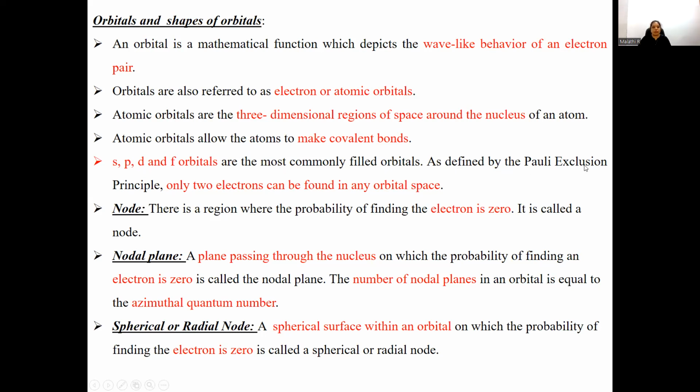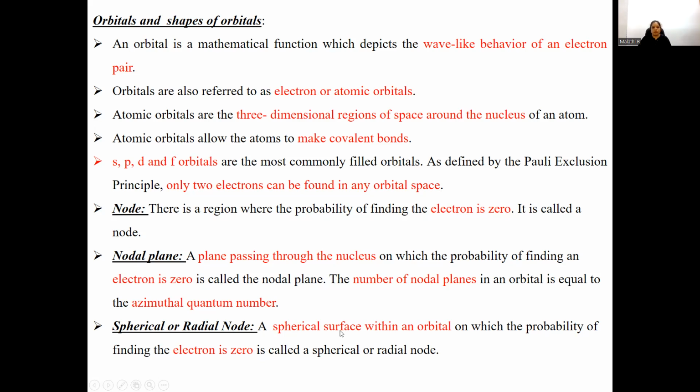As defined by Pauli's exclusion principle, only two electrons can be found in any orbital space. Note, there is a region where the probability of finding the electron is zero. It is called a node. Nodal plane: a plane passing through the nucleus on which the probability of finding an electron is zero is called a nodal plane. The number of nodal planes in an orbital is equal to the azimuthal quantum number.